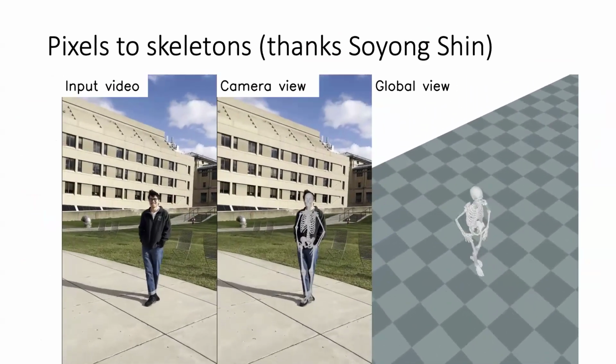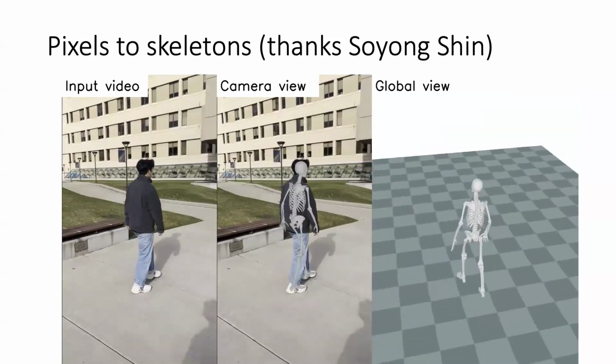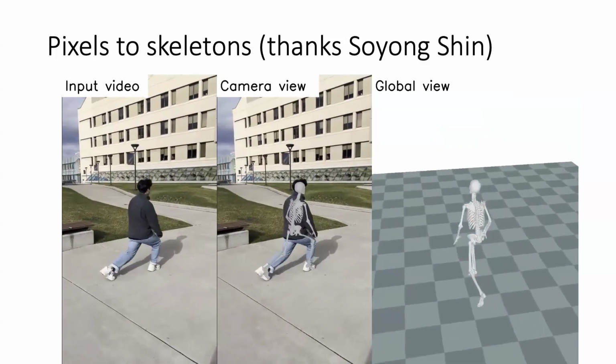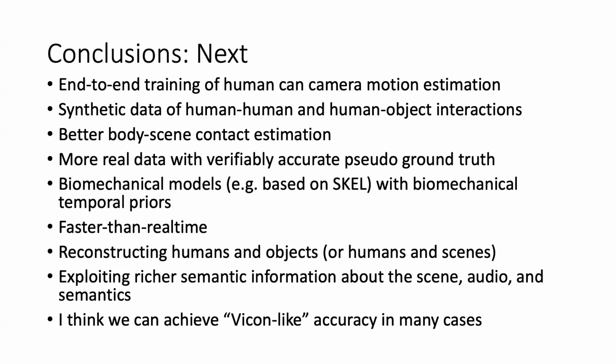Okay, so then what's next? Now that we have BEDLAM 2.0, I think we could do what we should have been doing all along but didn't have the training data for, and that's end-to-end training of human and camera motion estimation simultaneously. We still need synthetic data for human-human and human-object interaction. That's still missing from BEDLAM 2.0.